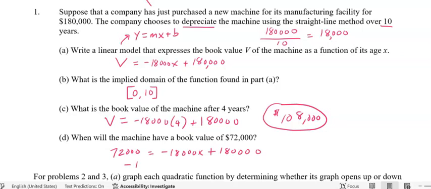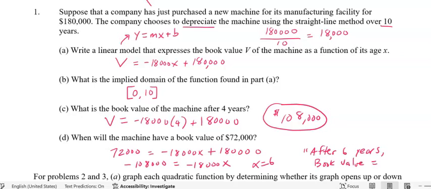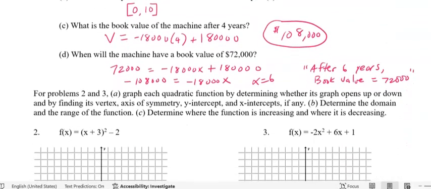I'm just solving for x, so I'll just divide that by negative 18,000, and that is 6 years. So x equals 6, so after 6 years, it's worth, that's another way of saying book value, it is worth 72,000. All right, so that's the complete answer for number 1.